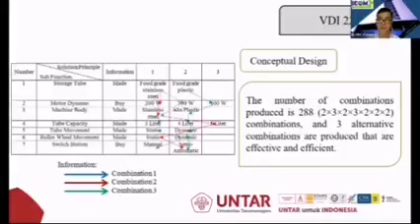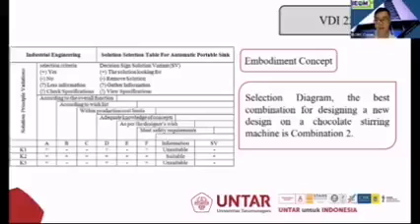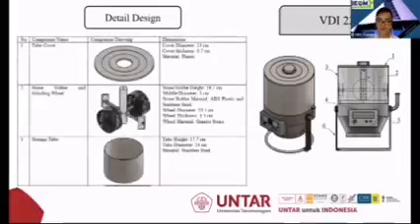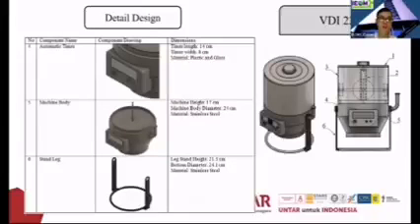Conceptual design, in the form of the subfunction principle table. The number of combinations produced is 288, and three alternative combinations are produced that are effective and efficient. Embodiment concept, in the form of a selection diagram. The best combination for designing a new design on a chocolate steering machine is combination two. The design has six components, namely tube cover, stone holder and grinding well, stone and storage tube, automatic timer, machine body, and last is stand leg.